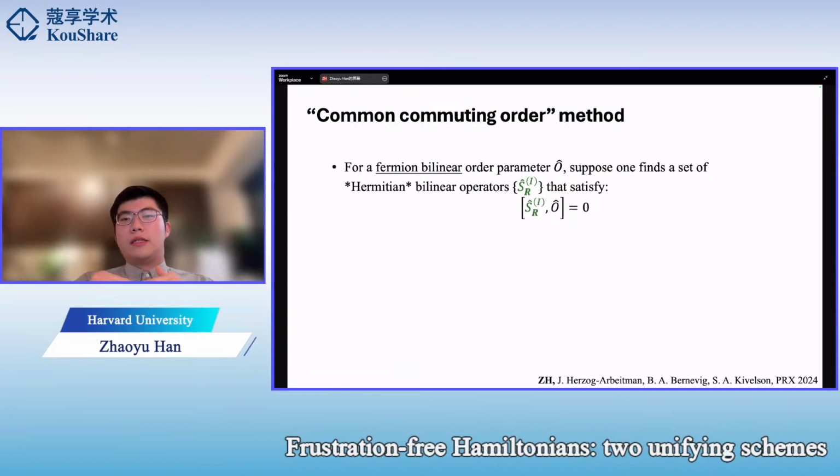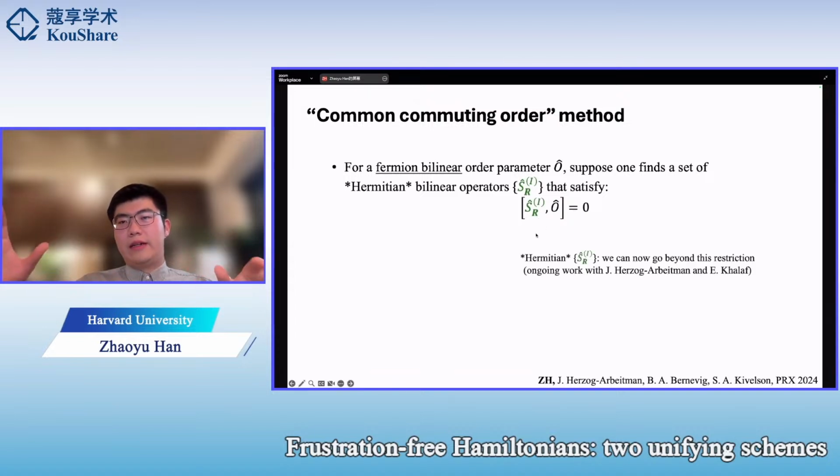For this purpose, let's suppose we can find a set of Hermitian bilinear operators S_i at R that all commute with this order parameter. Here i is an abstract index labeling all different choices of S operator, and R labels its position. I want to mention that here I only consider the construction where these S operators are Hermitian, but this condition can be loosened to generate another class of solvable models, which is under investigation by me, Jonah, and Islam. But for concreteness, we'll focus on this Hermitian case in this talk.